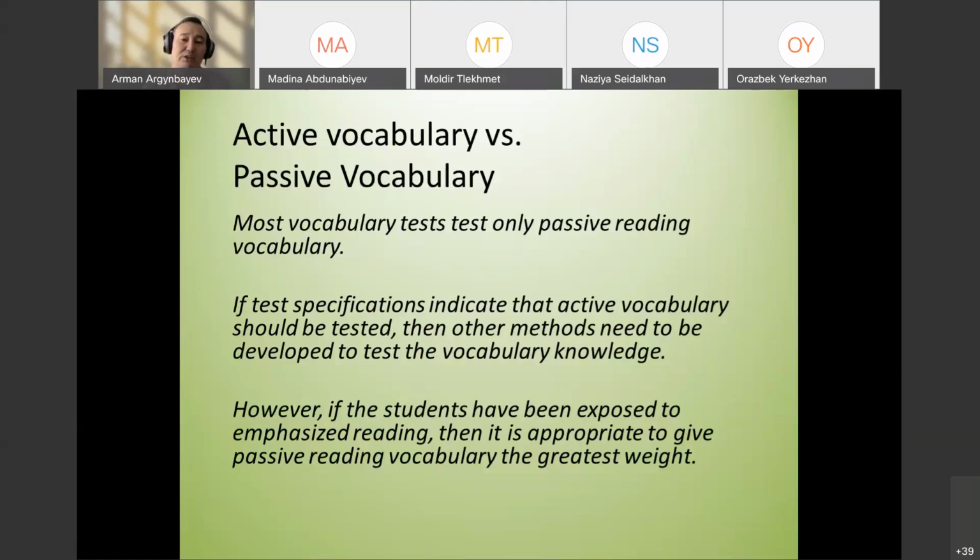And again, we should look at the learning outcomes of our course. If, for example, we are preparing our students for IELTS, then we should focus on both. Because we need passive vocabulary for the reading part, where students have to read. One text in IELTS, as you know, is very academic, so they must be able to recognize those words and understand them. But in the writing part, again, they need active vocabulary. They need active vocabulary to write, and they need active vocabulary to speak.